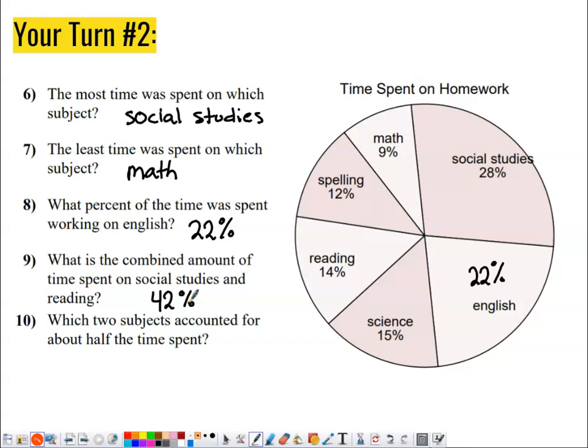Okay. And then number 10, which 2 subjects accounted for about half the time spent? So again, I see 50% is right here. So that is social studies and English, right? 28 plus 22 gets me 50. So we have social studies and English.